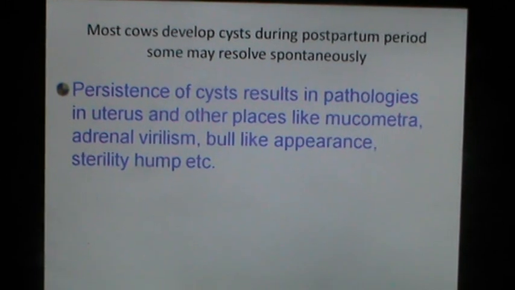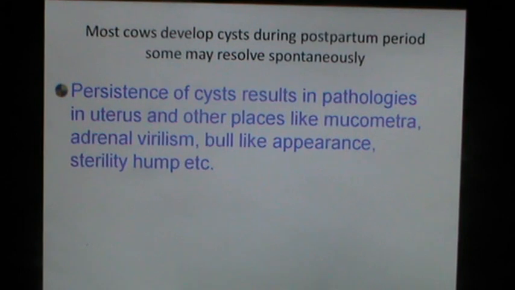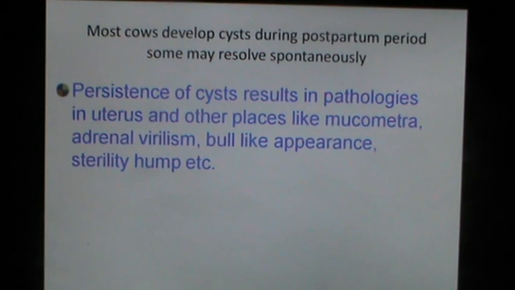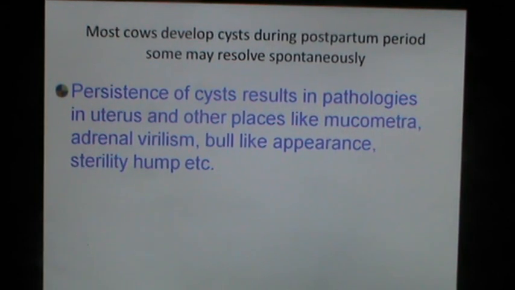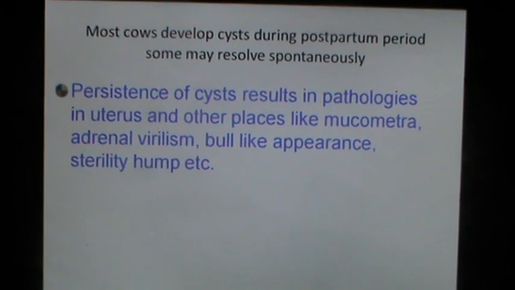Most cows develop cysts during the postpartum period and some may resolve spontaneously. The persistence of cysts on the ovaries for prolonged periods results in pathologies in the uterus and it results in development of mucometra, adrenal virilism, bull-like appearance and sterility hump.